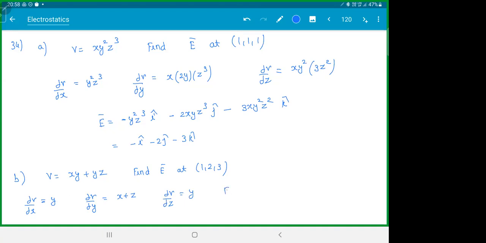Check. So the field will be minus y i cap, minus (x plus z) j cap, minus y k cap. Y is 2, so minus 2 i cap, x plus z is 4, so minus 4 j cap, and minus 2 k cap. That's your answer. Please check how I did this: ∂V/∂x, ∂V/∂y, and ∂V/∂z. Partial differentiation. If someone gives you potential and asks you for the field, this is how you do that. Clear with this?